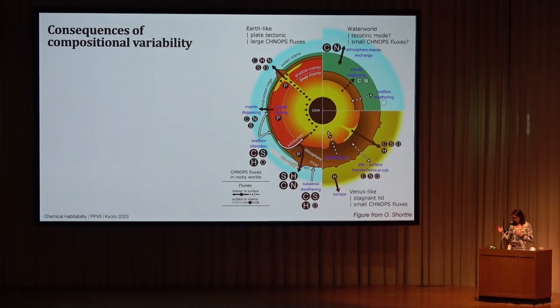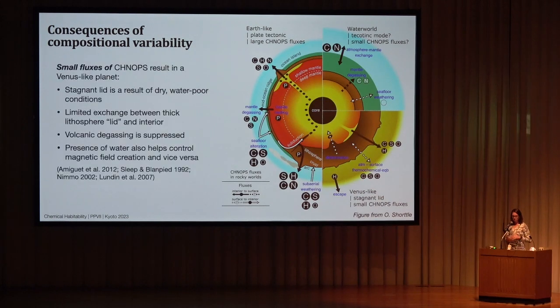So I talked about maybe what processes are really required for habitability. Maybe there are alternate routes of formation that can lead to decreased or increased fluxes of these elements. So on stagnant lid planets, of which modern Venus is likely an example, the thick lithosphere can only exchange with the interior by sort of blobbing off at the bottom, and volcanic degassing from the interior is suppressed.